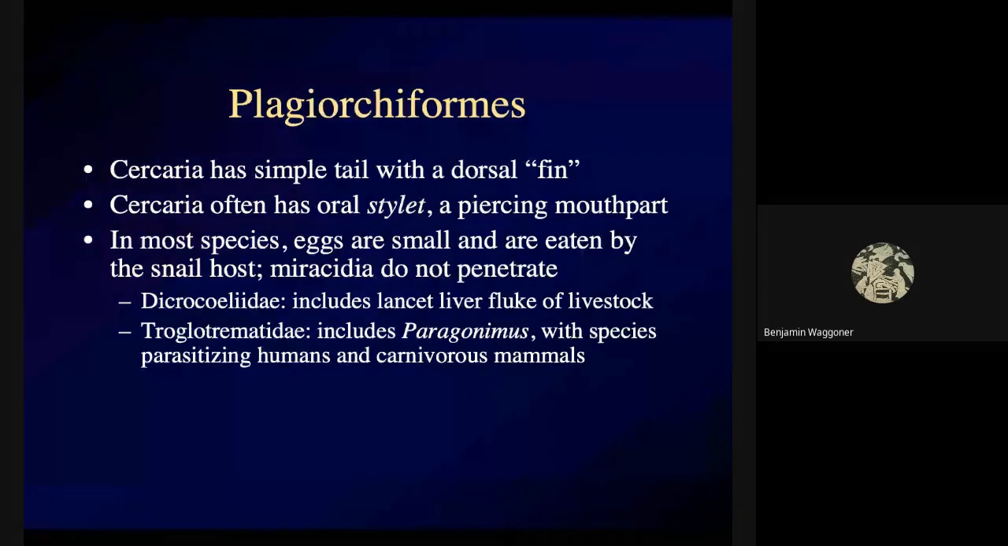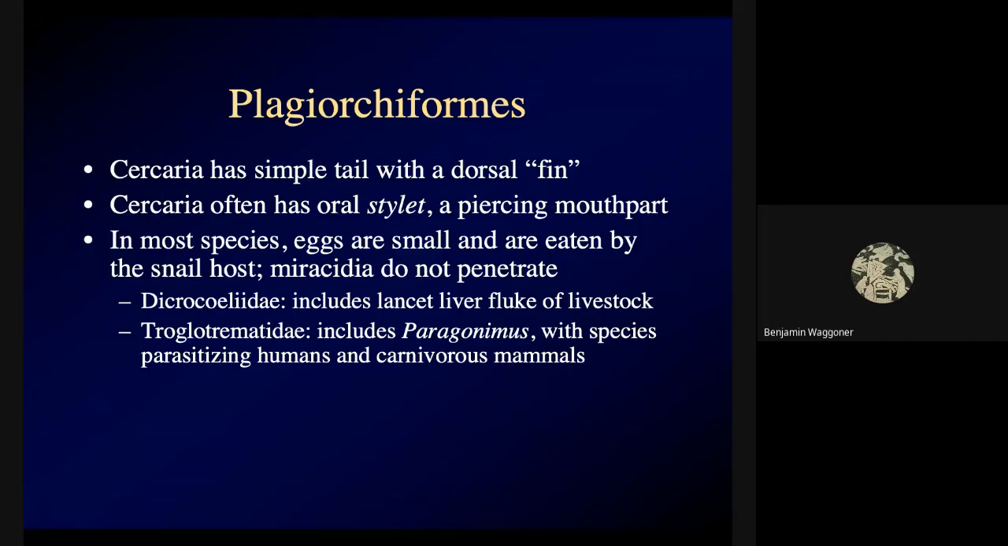Plagiorchiformes, there's often a piercing mouth part, and you'll see this term again if an animal's mouth has a single, needle-like structure that's used for piercing. It's generally called a stylet. So cercariae often have stylets. The tail is not forked, but it typically has a dorsal fin. And in most species, eggs are fairly small, and instead of the miracidia hatching and penetrating the snail, the snail just eats the eggs.